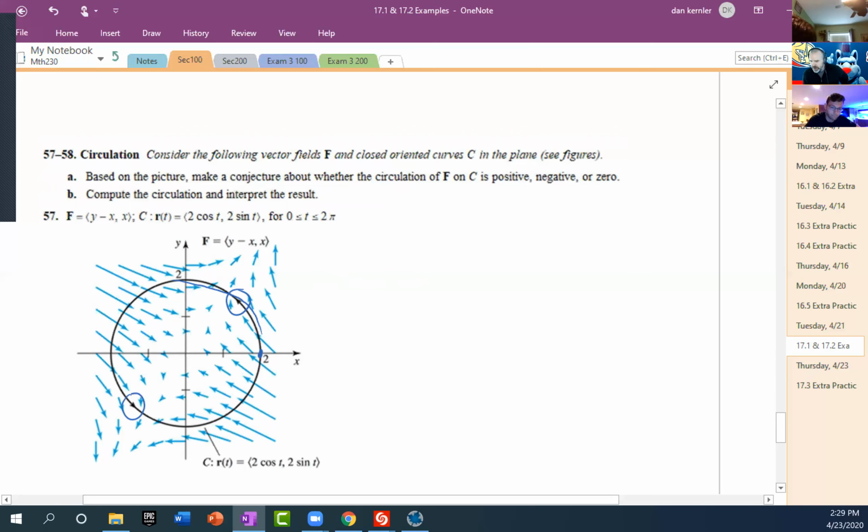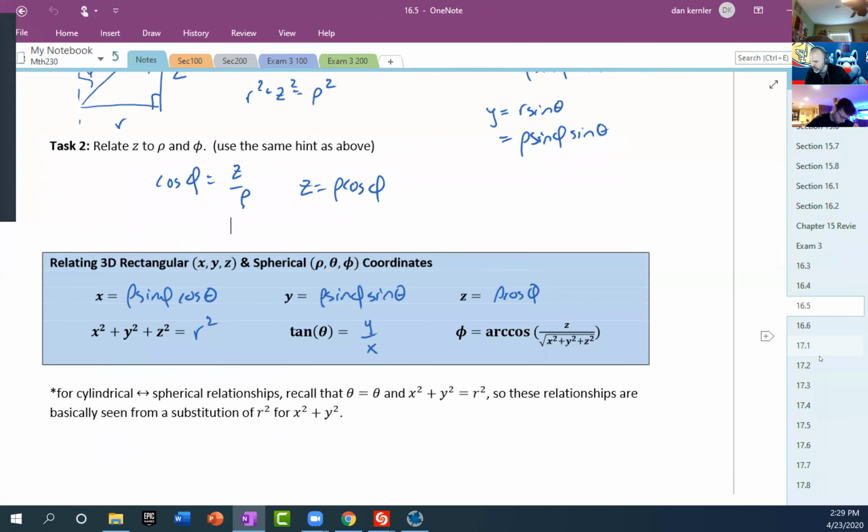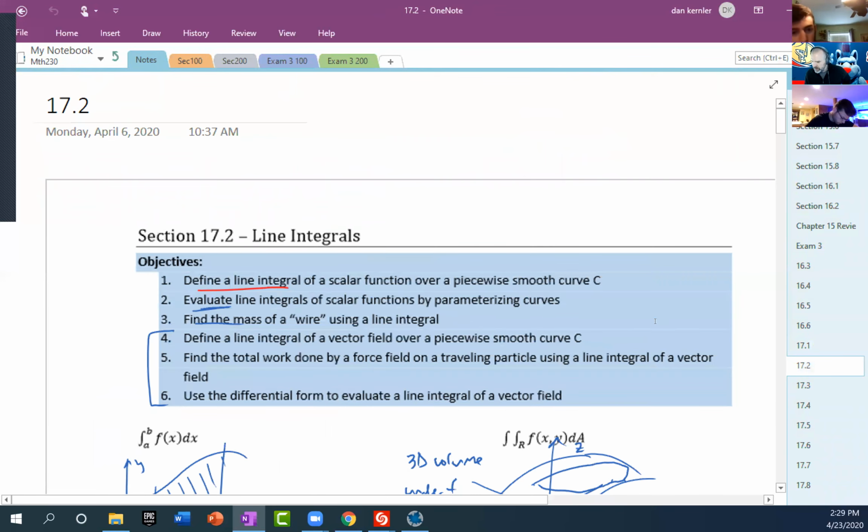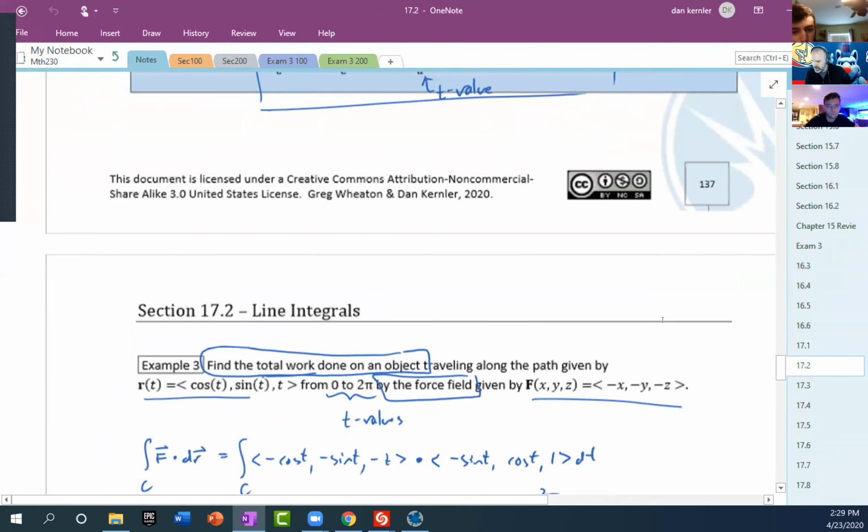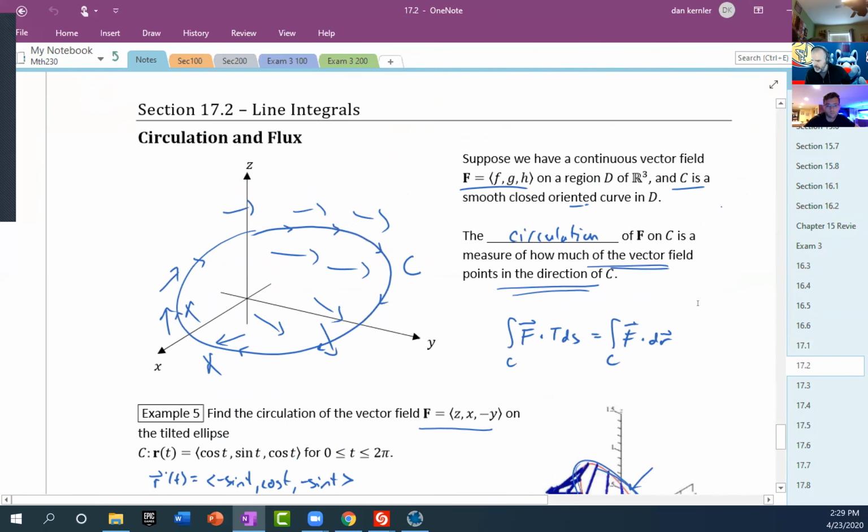And so we're going to make a conjecture about whether the circulation is positive, negative, or 0, and then compute the circulation. Let's pop over to the notes just to remind you what the circulation is. That would be 17.2, and I think it's on the last page. There we go. So the circulation is just the line integral over the curve, but it's a complete closed curve. So you do the line integral over the complete closed curve.